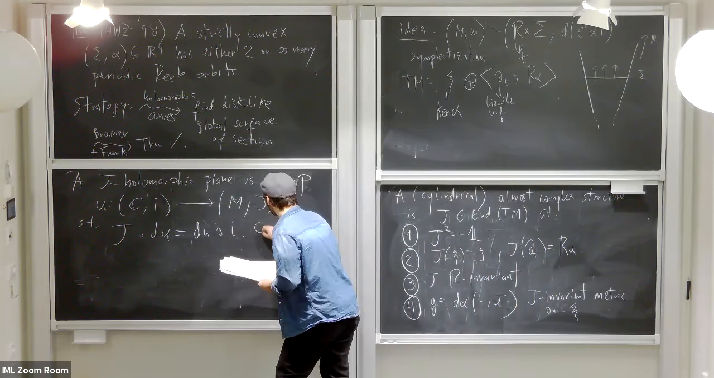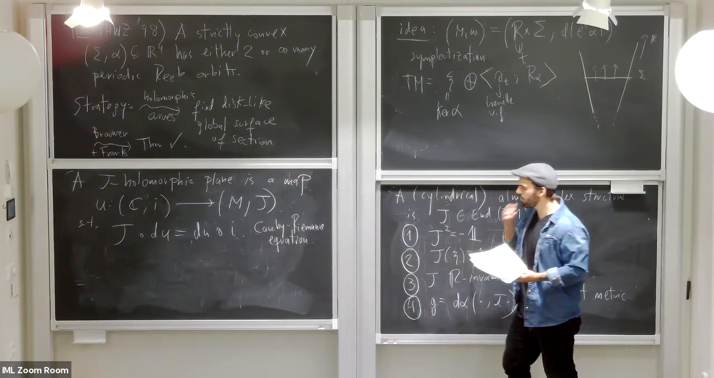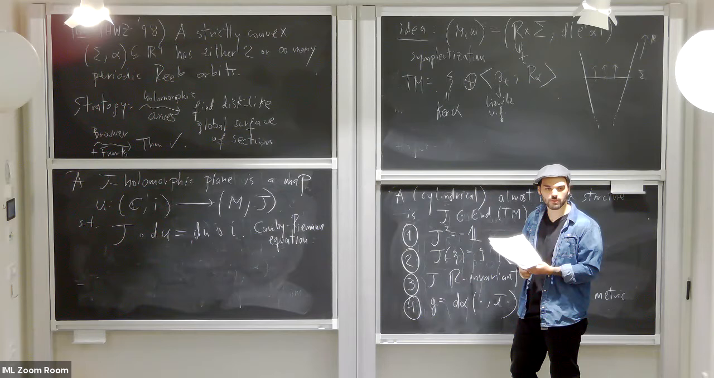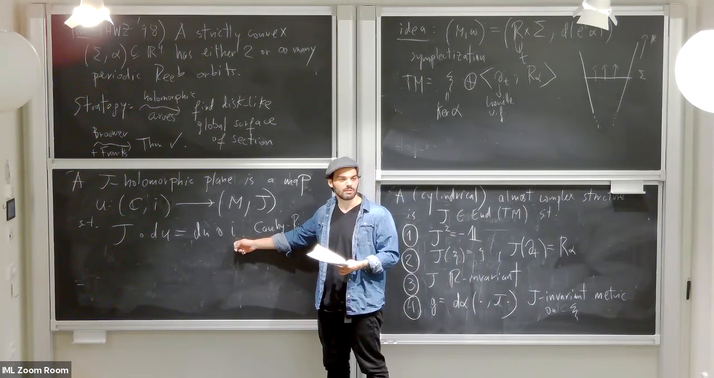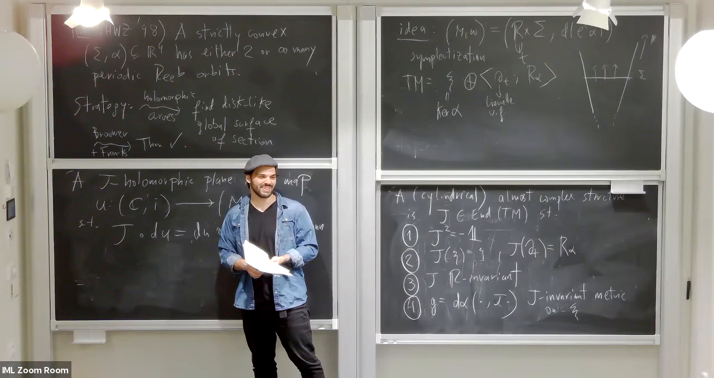Why are you talking about the holomorphic curves? Okay, so the reason why it's called a holomorphic curve is, if you remember your complex analysis course, you can define a holomorphic map from C to C just by the fact that its differential commutes with i. Why do you call it a holomorphic plane and not a holomorphic curve? Ah, because it's a plane. It's a line if you're in algebraic geometry, and it's a plane if you're not. So is this a holomorphic curve? Yeah, it's a holomorphic curve.